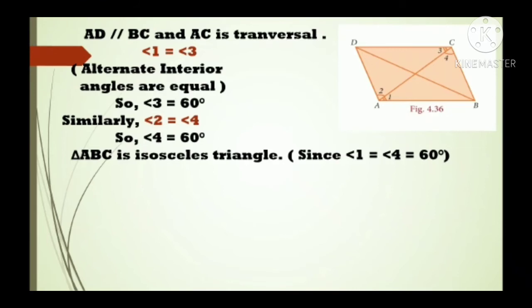Yeah, because here the angles of the two corners are equal. So angle equal means sides are also equal. So ABC is an isosceles triangle. Okay guys, two angles are equal, it may be an isosceles triangle, isn't it?